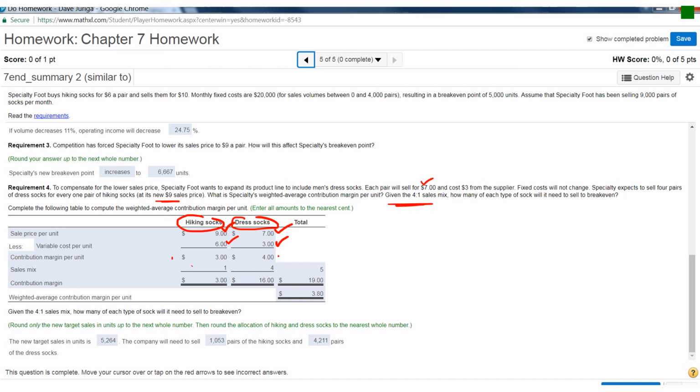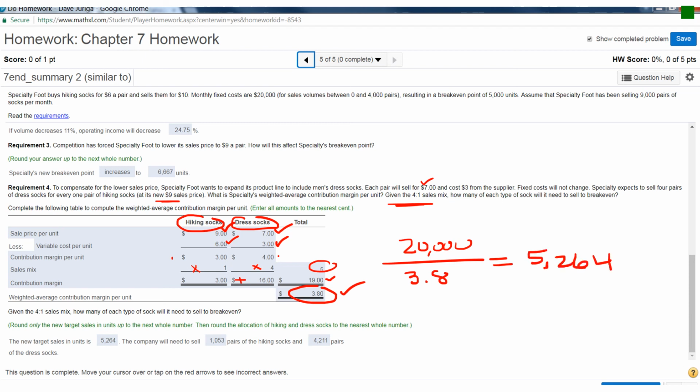So again, to get the weighted average CM, you multiply by the weight. So 3 times 1 is 3, 4 times 4 is 16. You add those together, you get 19. Divide that by 5. Your weighted average CM is going to be 3.80. So then to get the break-even point, of course, the total fixed cost was 20,000. You divide that by 3.80, and that would give you 5,264, which would be the break-even point in units.